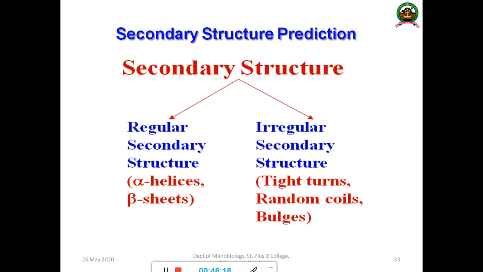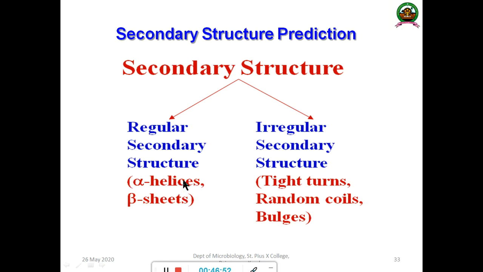Then comes the secondary structure. This is the most important structure of a particular protein. If you want to study any protein in the functional aspect, you should study the secondary structure properly. The secondary structures are the backbone of the protein. They are of two types: regular secondary structures and irregular secondary structures. Regular secondary structures are the alpha helical structure and the beta pleated structure.